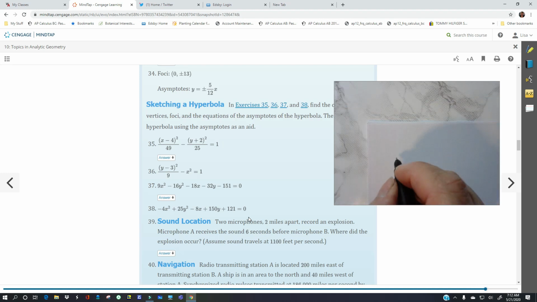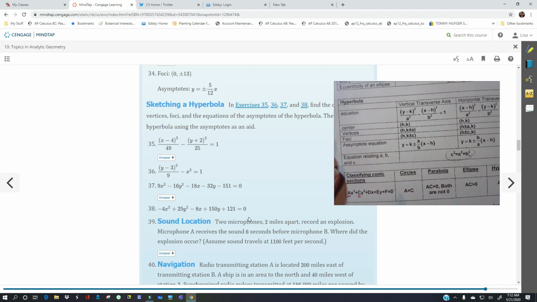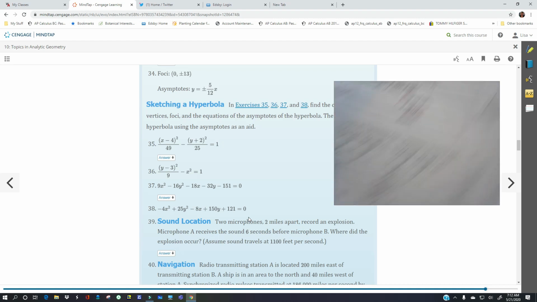38, we have negative 4x squared plus 25y squared minus 8x plus 150y plus 121 equals 0. And what I'm going to tell you right now is, remember, these formulae are at the bottom, so this is the general form, okay? And the easiest one to spot is the circle, because the coefficient of x squared will equal the coefficient of y squared. A is equal to c. Well, guess what? They're not equal, so I know that's not a circle, okay?